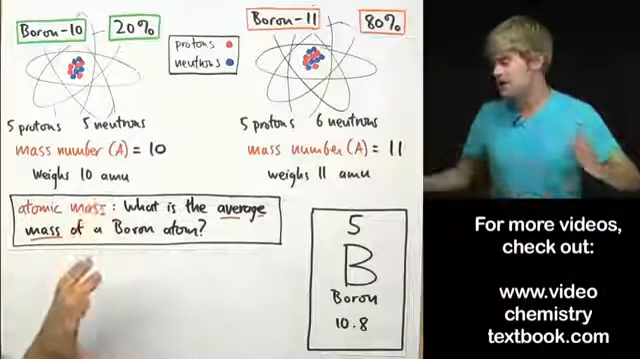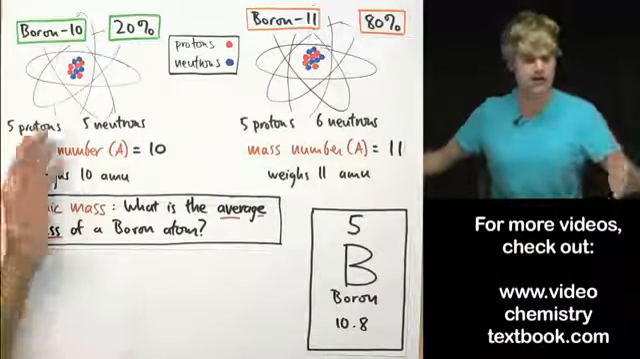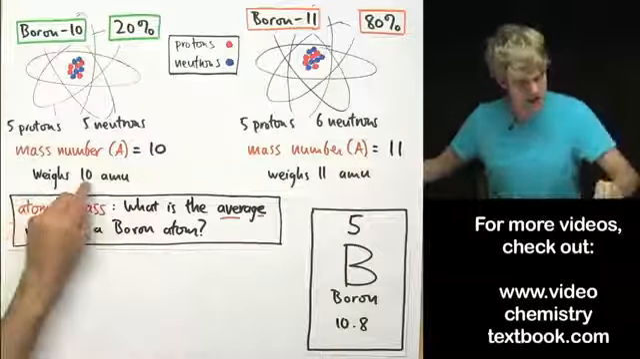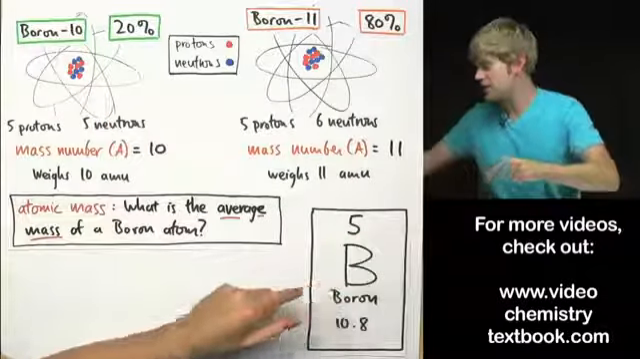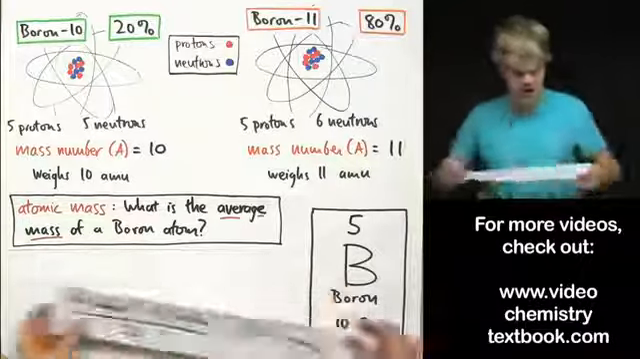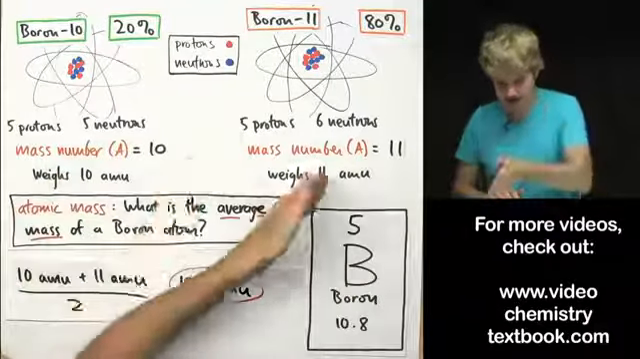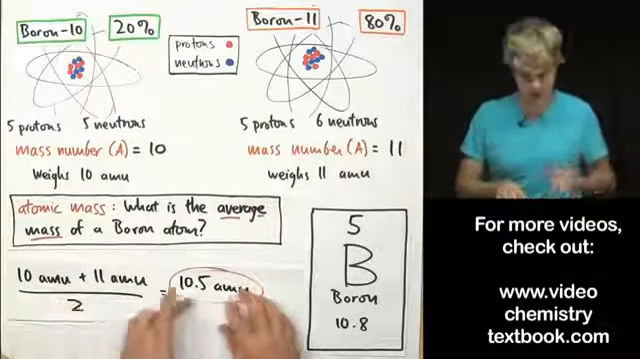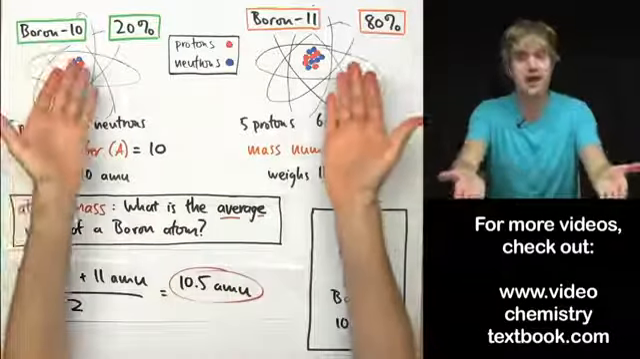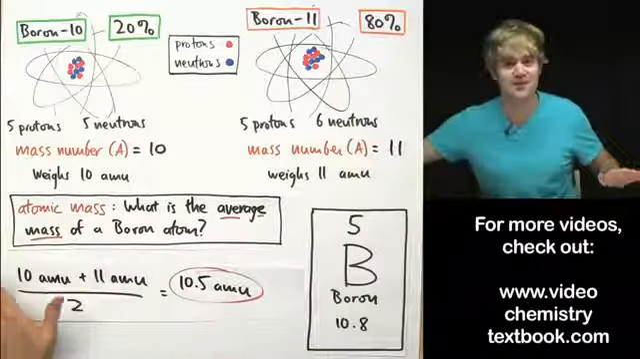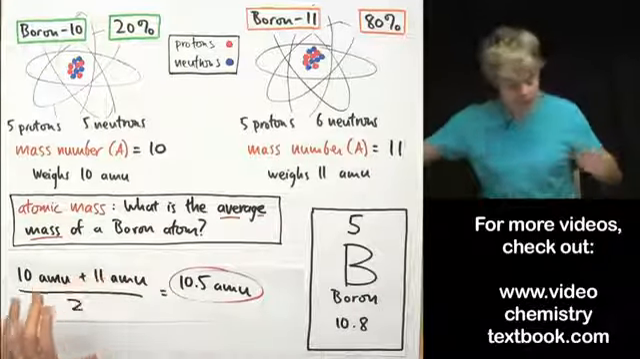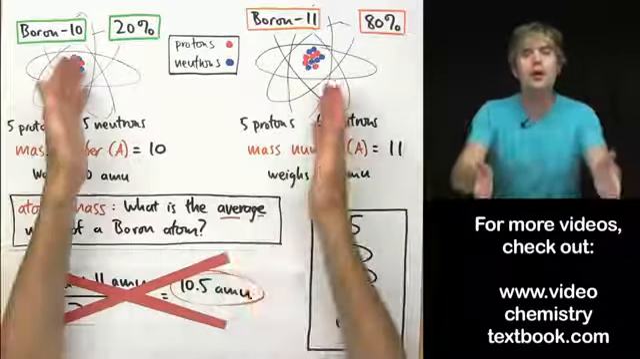Now, you might think average and say that's pretty easy. I know how to take an average. This guy weighs 10, this guy weighs 11. So why don't I just add the two of them up, 10 plus 11, and divide by 2? And then I'll get 10.5, right? That's how I take an average, okay? No, it's wrong. That is one way that you can take an average, but it won't work here.